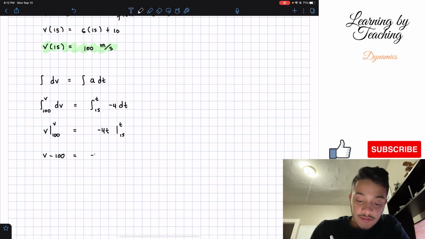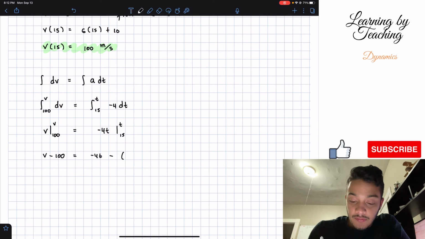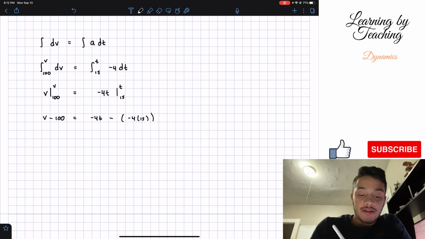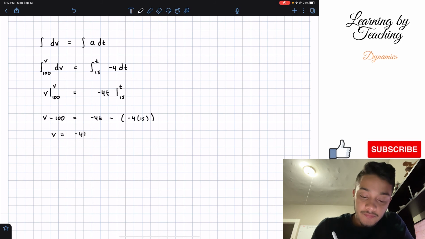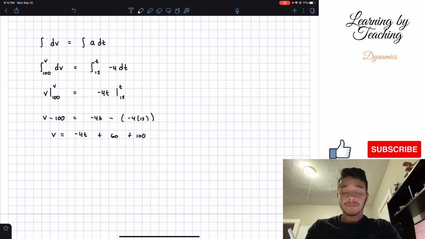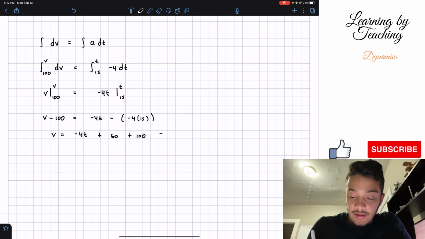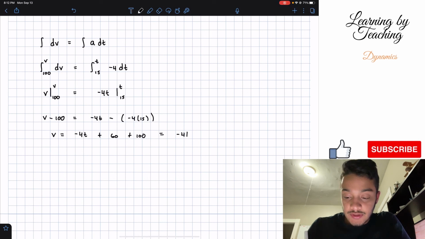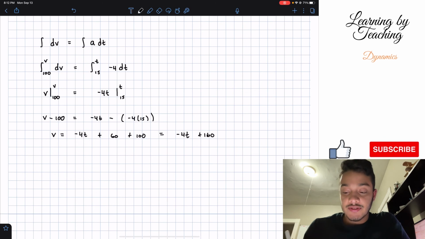-4t minus -4 multiplied by 15. Okay, and then if we solve for our velocity, we'll have that this is equal to -4t plus 4 times 15, which is equal to 60, plus 100. Let's not forget that this 100 comes from our left side. Okay, so we can simplify a little bit more. We got -4t plus 160.